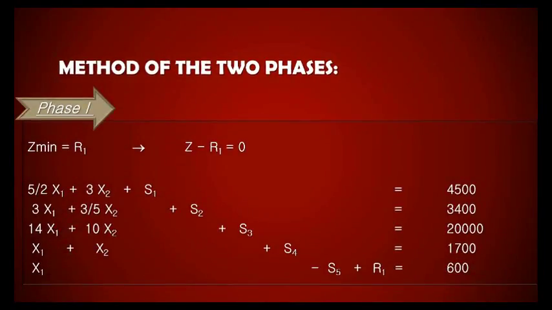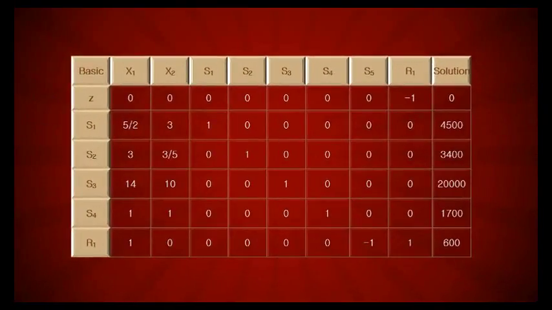Method of the 2 phases. Phase 1. The problem is put in standard format, maximization, adding a slack variable to each constraint, S1, S2, S3, S4, S5, and an artificial variable to the 5th restriction, R1. The associated table.